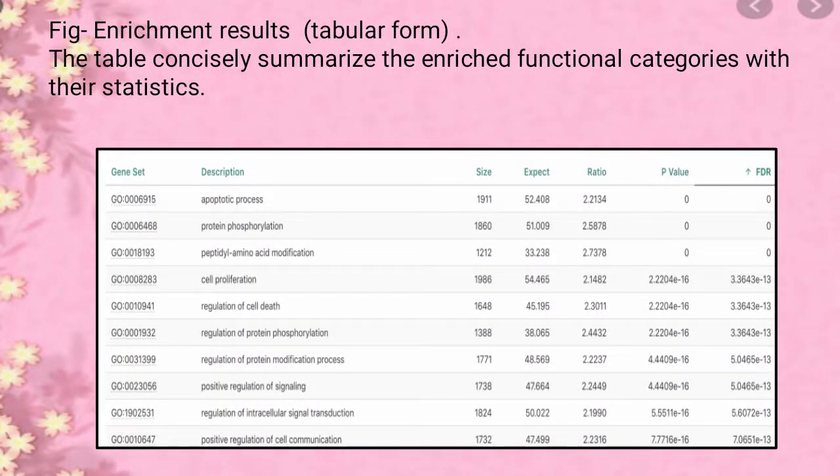These are the enrichment results in tabular form from ORA. The table concisely summarizes the enriched functional categories with their statistics. Enrichment results are obtained by clustering the gene sets with a statistical index, and then identifying the representative for each cluster with priority for gene sets with significant p-value. For the first three gene sets here, the observed outcome is unlikely under the null hypothesis. Therefore, the p-value and FDR are 0 here.